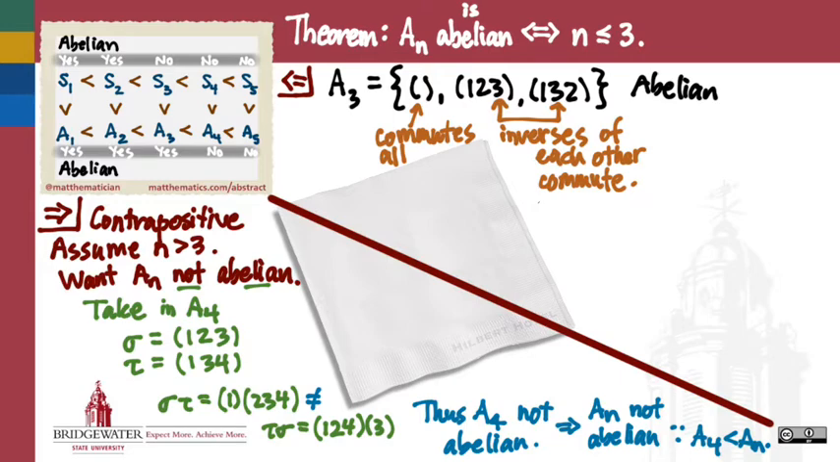So A3 is abelian, but then A1 and A2, what do we know about them? They're subgroups of A3. And if A3 is abelian, that means they must also be abelian.